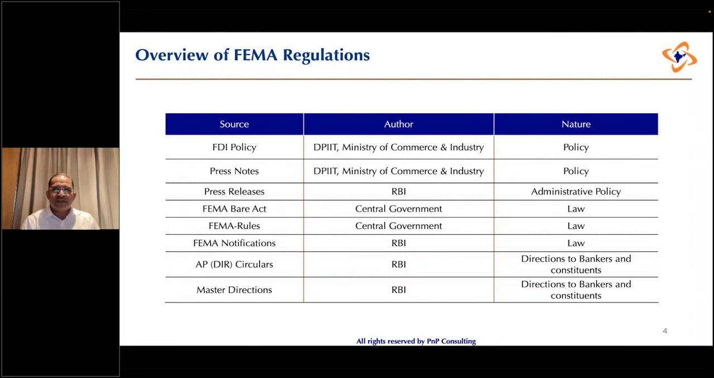So whenever we are trying to conduct a transaction, we should not limit ourselves only to a particular provision that is there in the FDI policy, and without looking at the other sources that are available, we may be subjected to contravention by the Enforcement Directorate. I'll give one small example.